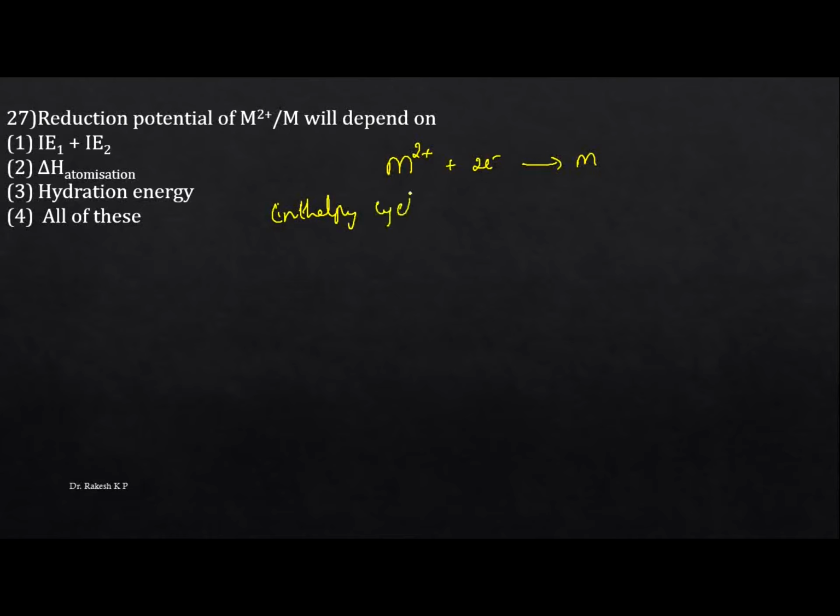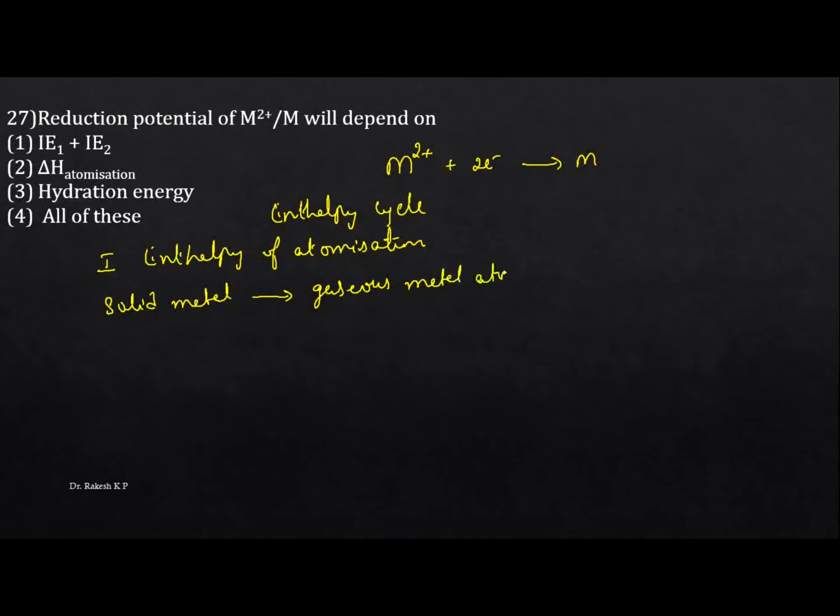So the enthalpy cycle here, according to Hess's law, assuming standard conditions. Let me take the first step here, that is the enthalpy of atomization. But how are we going to get the enthalpy of atomization? Just go to this one here. Initially we have the solid metal, and that will change to the gaseous metal atom.